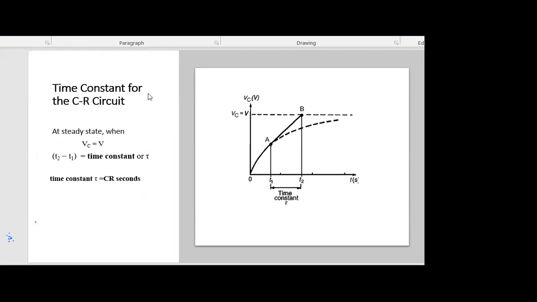So we look at the time constant for the CR circuit. At steady state, Vc equals V, and tau, which is T2 minus T1, is the time constant. Time constant is the same as tau, is the same as T2 minus T1, is the same as CR, capacitance times resistance, all in seconds.